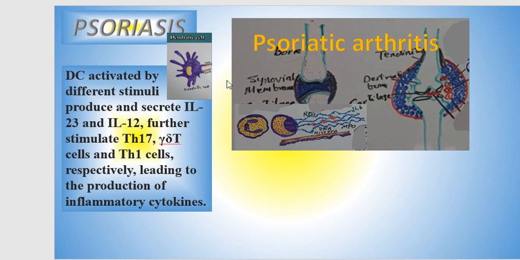And as can be seen here, dendritic cells play a major role in the arthritis due to psoriasis, and actually these dendritic cells are activated by different stimuli, and they produce interleukin 23 and interleukin 12. Further, these cytokines stimulate T helper 17, gamma delta cells, and T helper 1 respectively, and this leads to production of inflammatory cytokines. And these inflammatory cytokines lead to inflammation seen in the plaques, or in case of psoriasis.